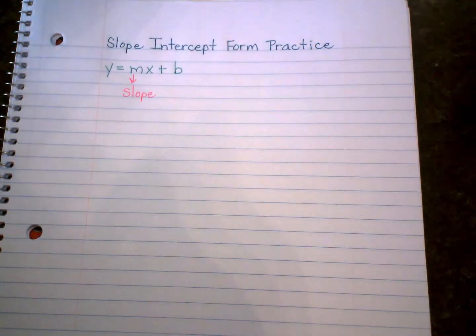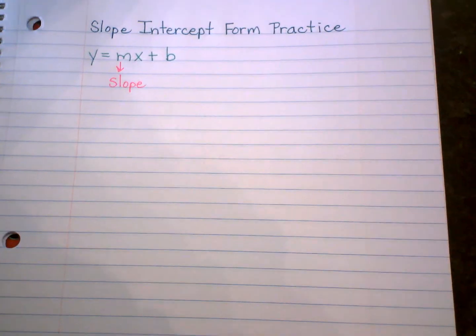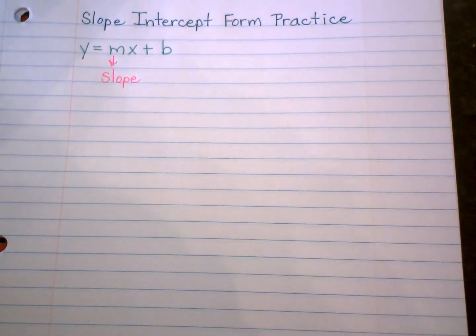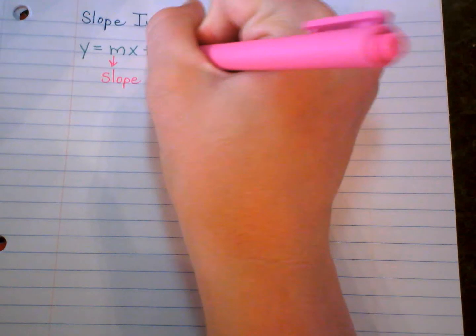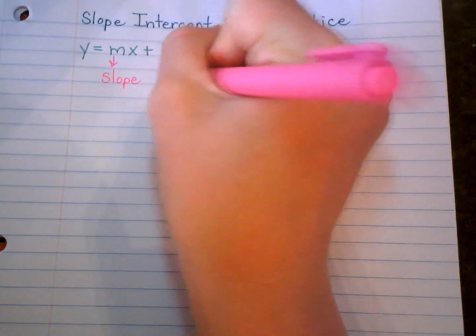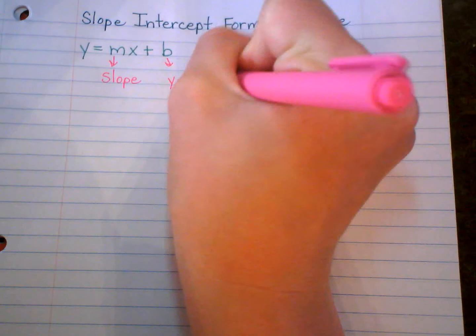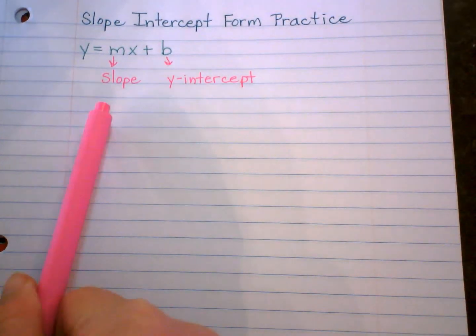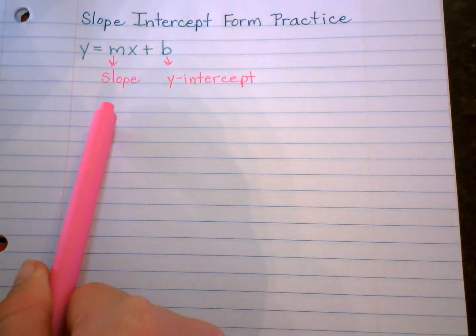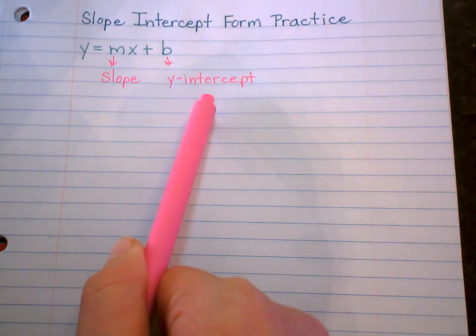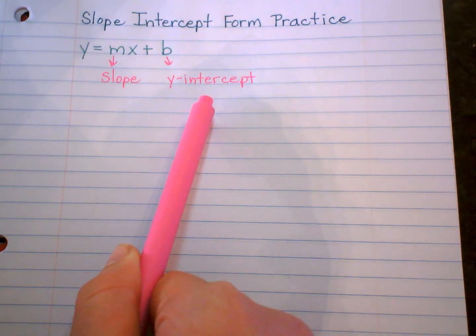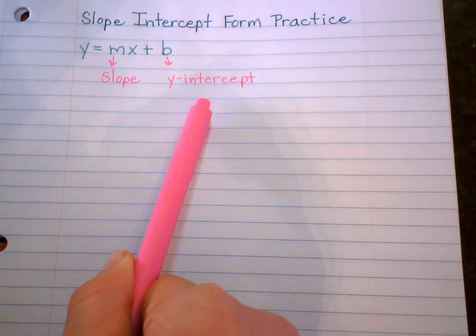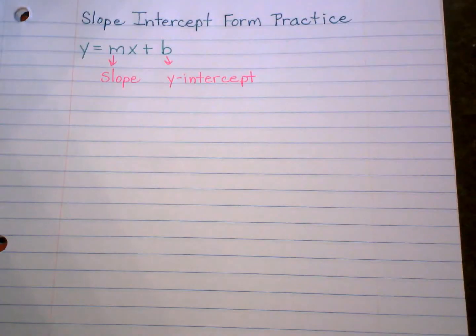Okay, remember slope, that's the steepness of the line. Slope is the rate of change. It's rise over run, change in y over change in x. B is the y-intercept. Okay, so slope, steepness, rise over run, change in y over change in x. Y-intercept, that's where the line goes through the y-axis. All right, so let's do some practice problems.